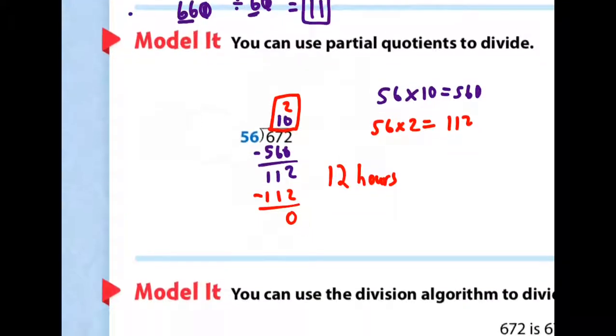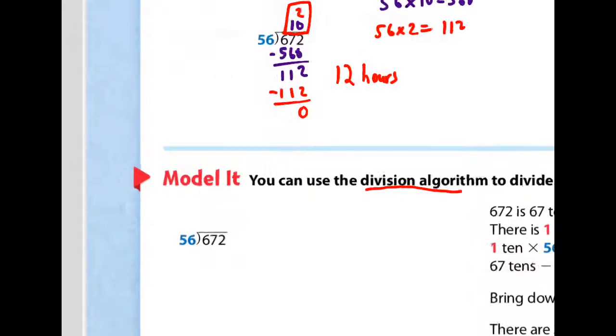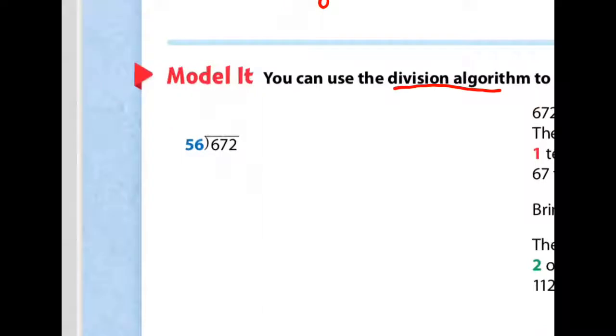Okay. Now, if we go down to the model it using the traditional division algorithm, and you're going to notice some similarities as we do this. So first off, you would say 56 goes into 67 once, which is 56. Now, because that 1 is in the tens place, you're really saying 56 goes into 672 10 times. That 1 is 10.